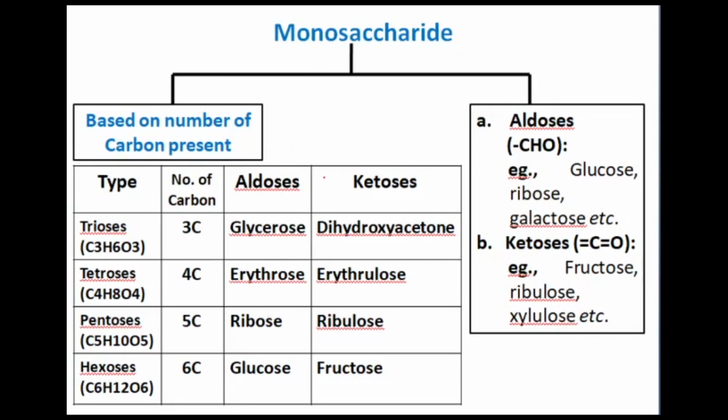Monosaccharides are subdivided into two categories again, based on the number of carbon atoms present and also based on the functional group it bears. So, based on the number of carbon it bears, they may be categorized into trioses, tetroses, pentoses, hexoses, etc. And again, we have two possibilities. Either the structure may have an aldehydic group, CHO, then they will be considered as aldoses. And if it bears C double bond O, that is ketonic group, then they may be considered as ketoses.